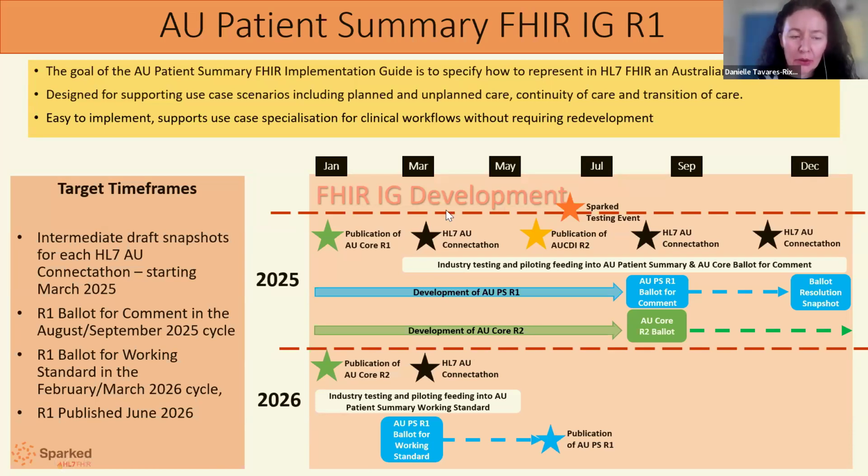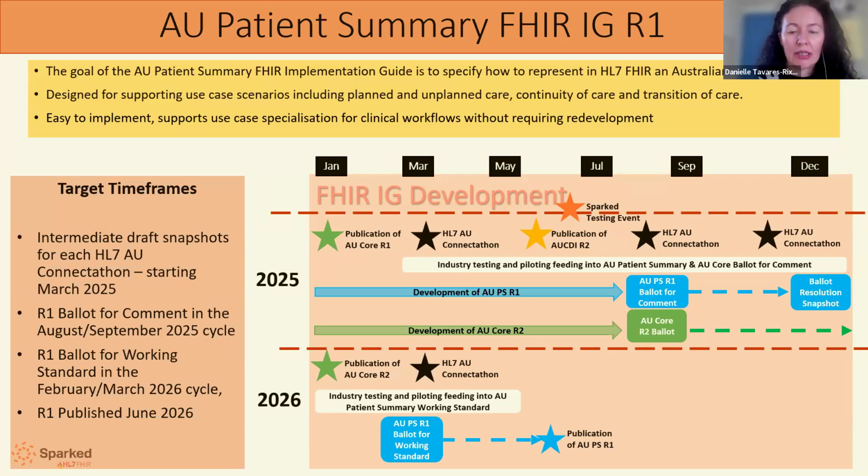And what we've been going through is having a set of development work with some intermediate snapshots. We take through a series of testing events at different Connectathons. And you can also see now we've added the Spark testing event that's been scheduled in at the 24th of June. And then we're going to go out for a ballot for comment to the wider community, and then work through that, produce and test a snapshot, and then go out for ballot for working standard, work through any feedback for that and determine what it is that we need to change, if anything, before we release and publish a first release of the Australian Patient Summary FHIR IG for Australia.